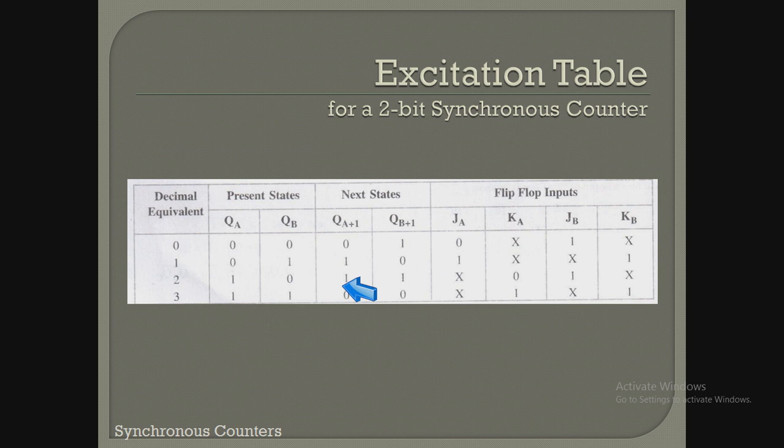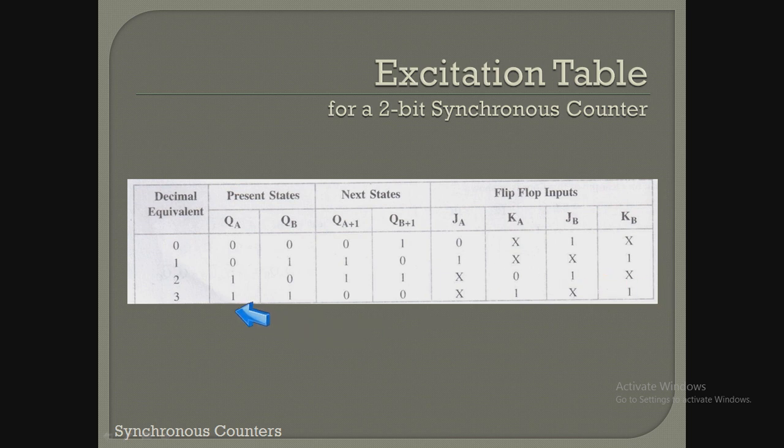So in both cases, k should be 0, but j can be 0 or 1. Therefore we have a cross, a don't care condition here, and 0 here. Similarly, in the b flip flop, we want a change from 0 to 1. So for this you can either set it or toggle it. So the inputs given to the b flip flop are either 1 1 or 1 0. So this is taken as don't care.